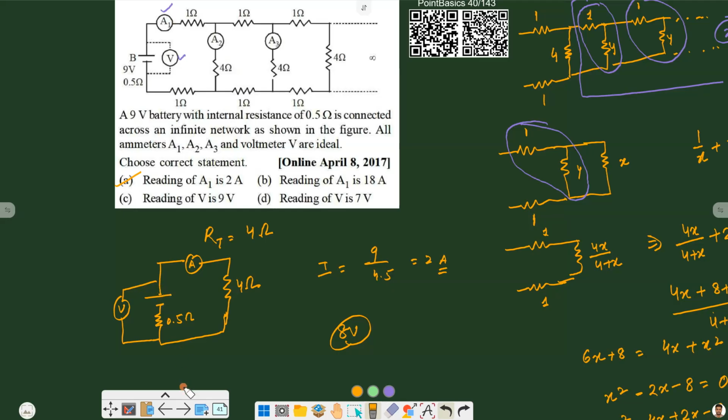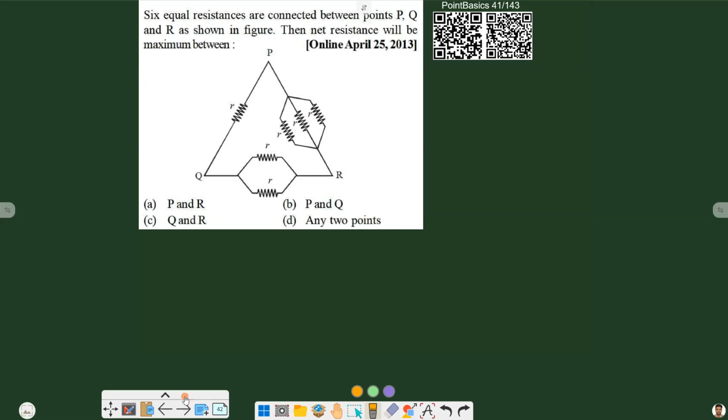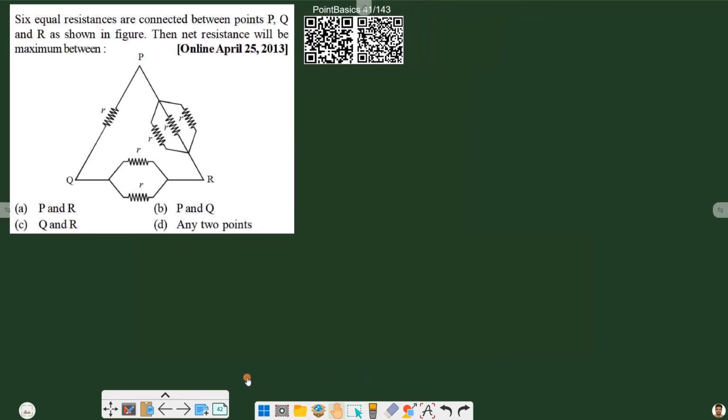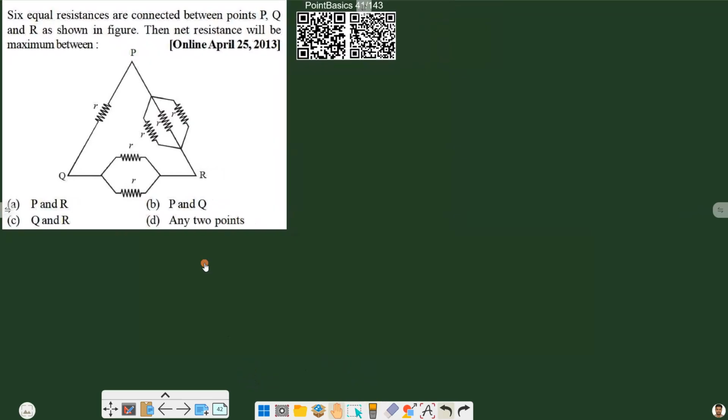Moving to the next question. So six equal resistances are connected between points P, Q and R as shown in the figure. Net resistance will be maximum between which points? So we have to find out the maximum resistance between any 2 points. Let's take points P and Q.